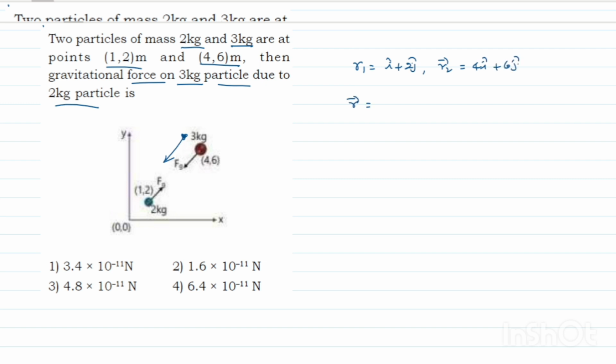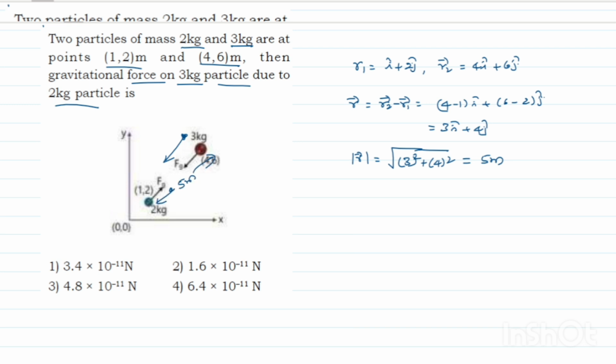Then you can take the displacement vector r bar equals r2 bar minus r1 bar, which is (4 minus 1) i cap plus (6 minus 2) j cap. So this is 3 i cap plus 4 j cap. The magnitude of r is the square root of 3 square plus 4 square, which is 5 meter. So the distance of separation between these two is 5 meters, as we calculated.